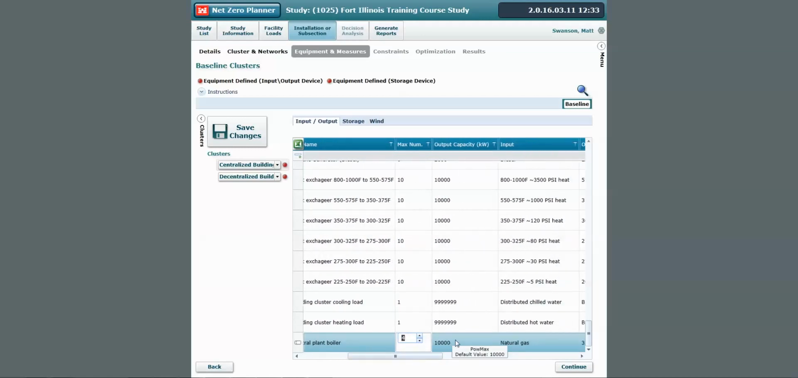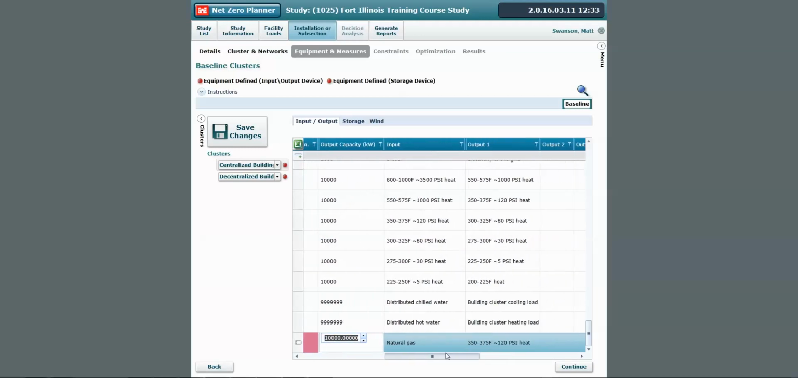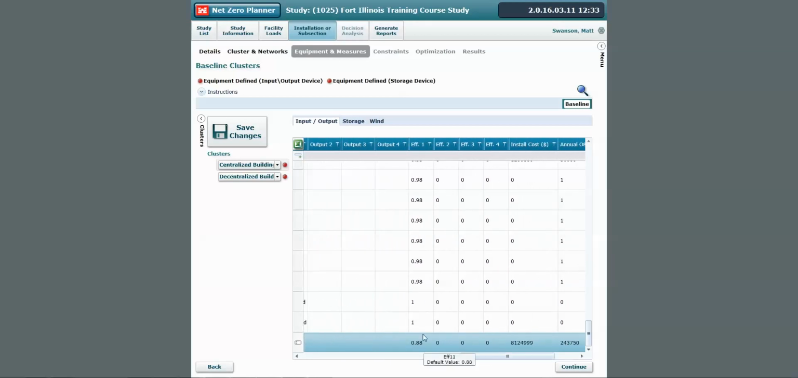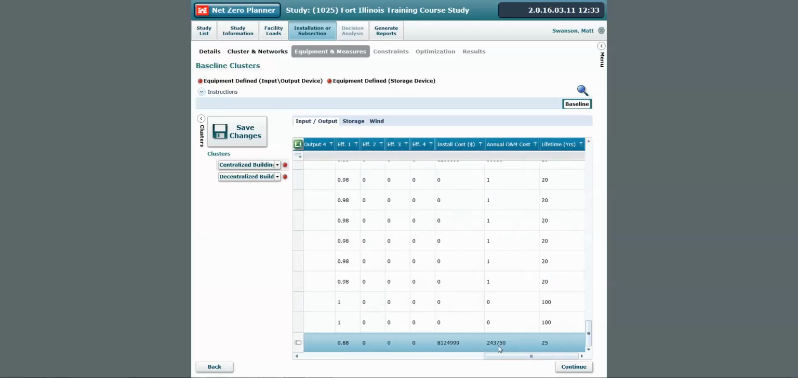Alright, with that 10,000 kilowatt capacity, taking in natural gas and putting out this temperature of heat, we have an approximate efficiency of 88% or 0.88. Now because these boilers exist in the baseline for this centralized building cluster, we're going to take away this install cost. We're going to put it down to 0.